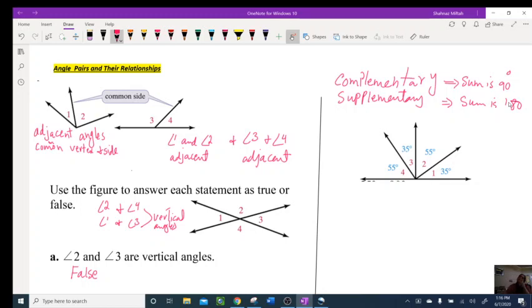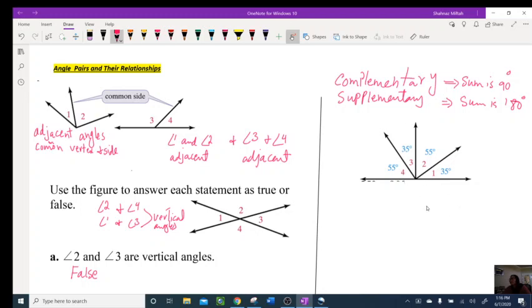I have a really good story for complementary and supplementary. Complementary angles: I am 90 years old and I get compliments. Supplementary: I'm 180 years old and I'm getting supplements. So this is something that you can remember. You add up the angles and they will be complementary or supplementary. Okay, let's solve this.